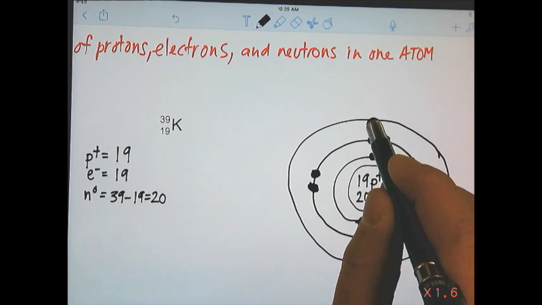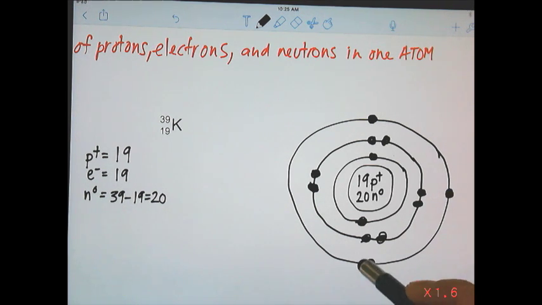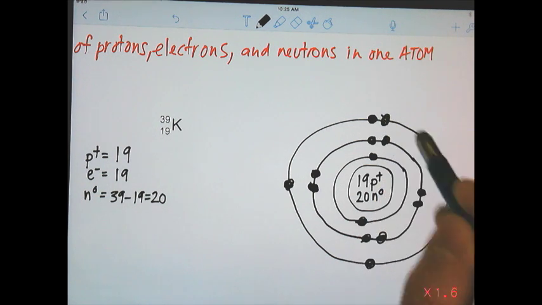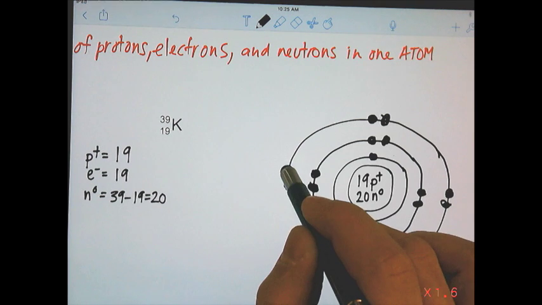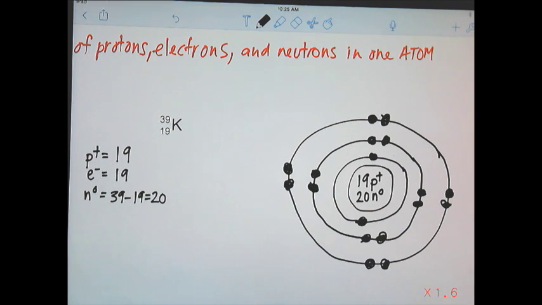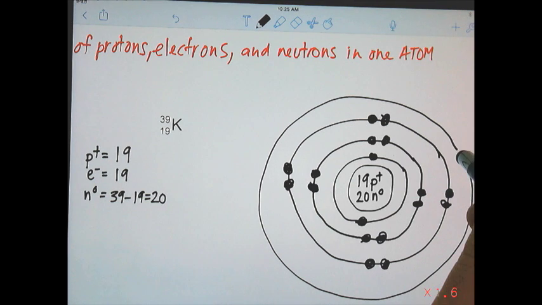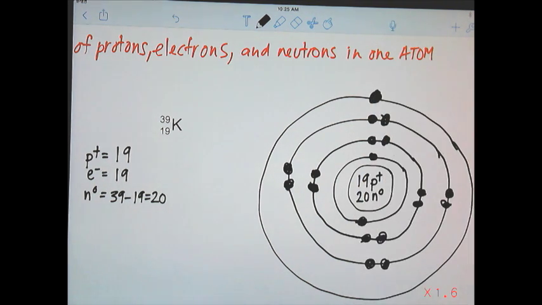We'll continue to add them in, giving each of them their own room before doubling up. So we filled in 18, and this energy level is filled. We have 1 more electron to draw in, so we have to add an additional orbital, and we'll place the last remaining electron here. Even though it's by itself, it's okay.